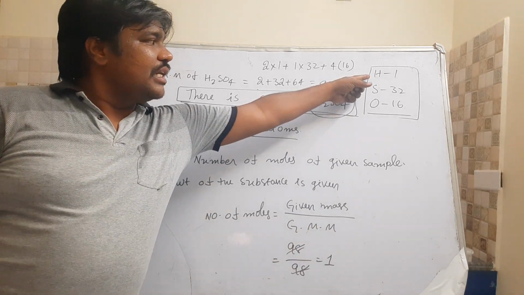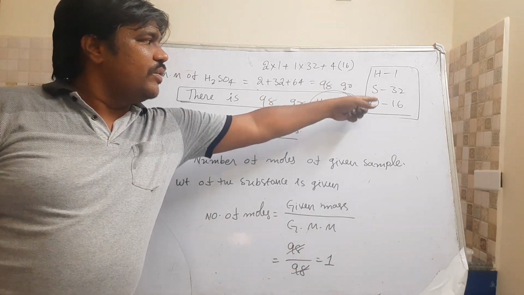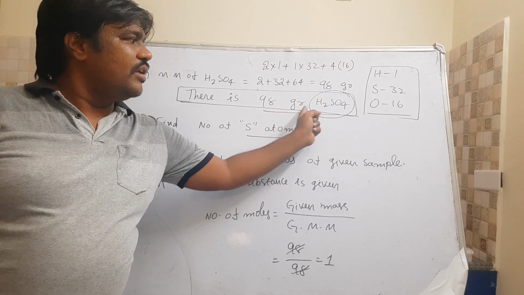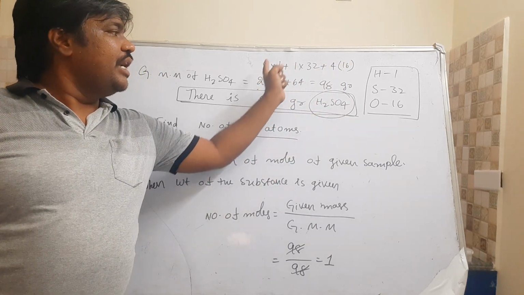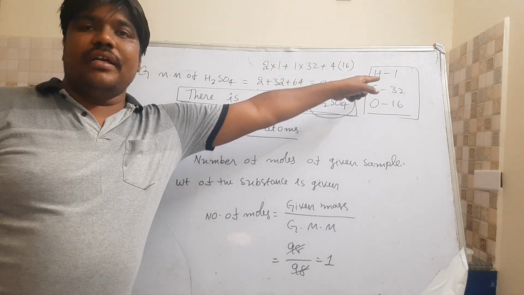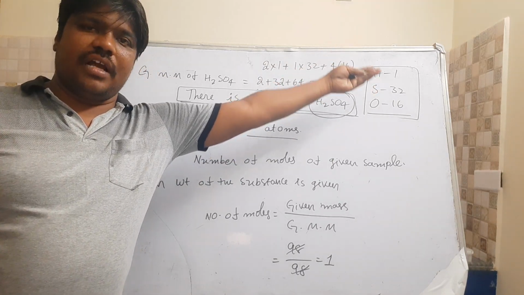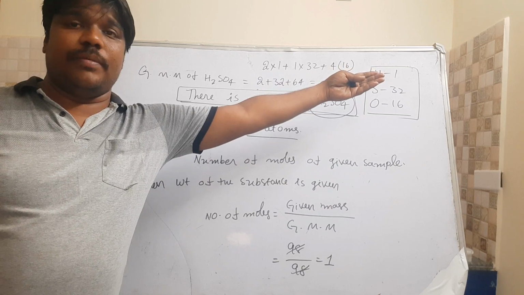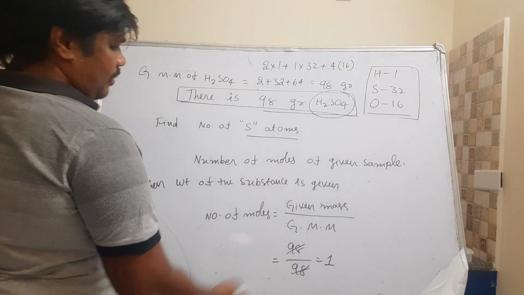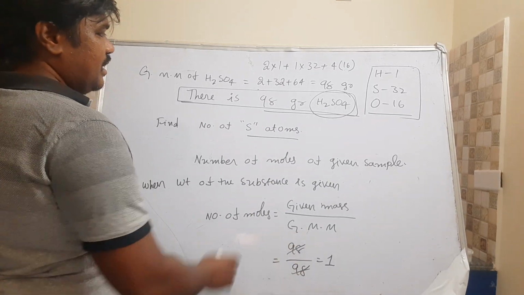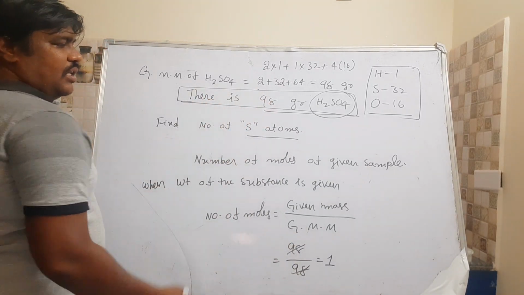By knowing these gram molar masses of atoms, we can get the gram molecular mass of the given substance by adding like this. How many atoms are there? 2. Each one has 1 gram atomic mass or 1 gram molar mass, not molecular mass, molar mass. Like that we can easily calculate. So it is 1 mole. Yes, students, the given substance is 1 mole.